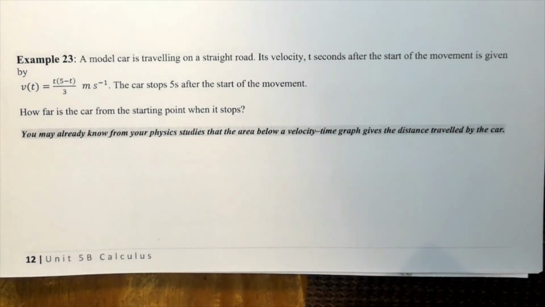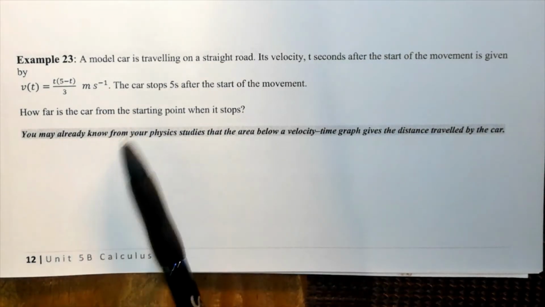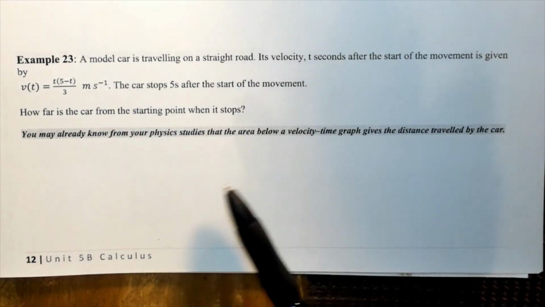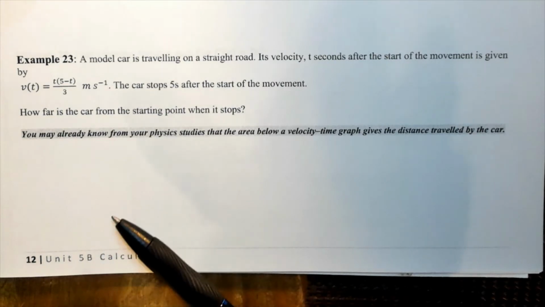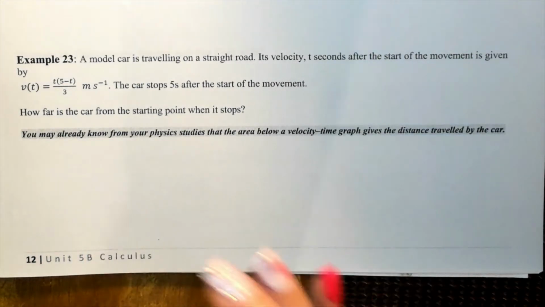Okay, so a model car is traveling on a straight road. Its velocity t seconds after the start of the movement is given by a velocity equation there. The car stops 5 seconds after the start of the movement. How far is the car from the starting point when it stops? So you already know from your physics studies that the area below the velocity time graph gives the distance traveled. I'm hoping you know that.